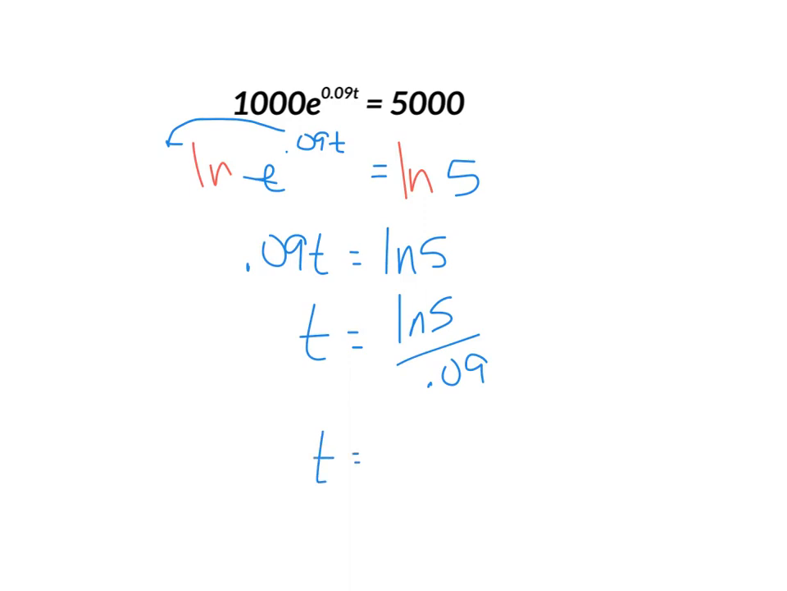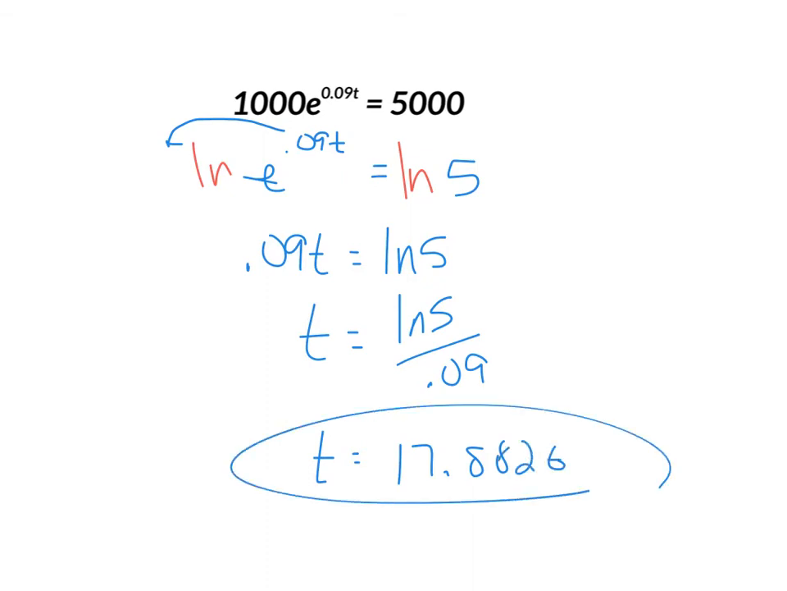So when I punch that into my calculator right there, let me see what I get. I get natural log 5 divided by 0.09, and I'm getting 17.8826. Notice I'm going 4 decimal places pretty much all the time. Most books and text, when you're doing log problems, they want you to go 4 decimal places. That's kind of where we're going today. Hope that made some sense.